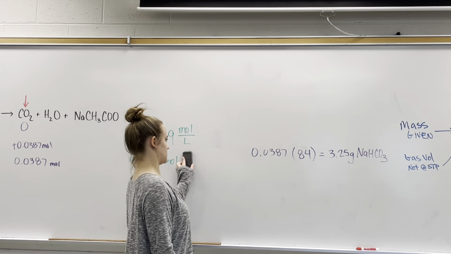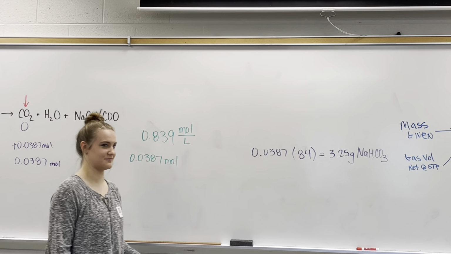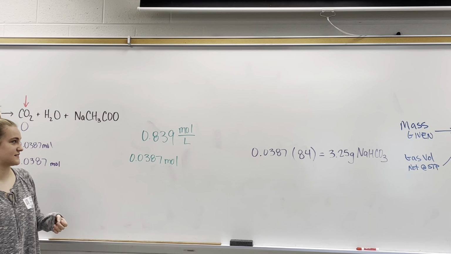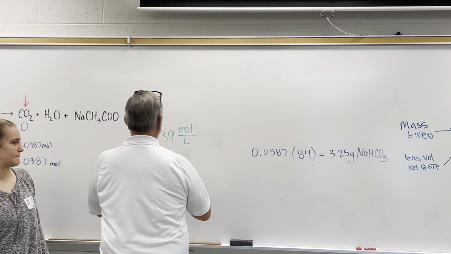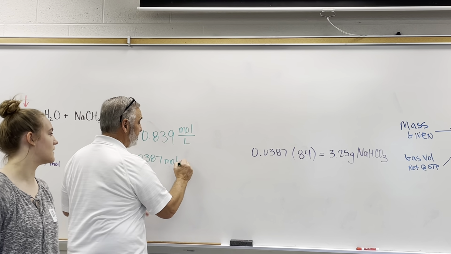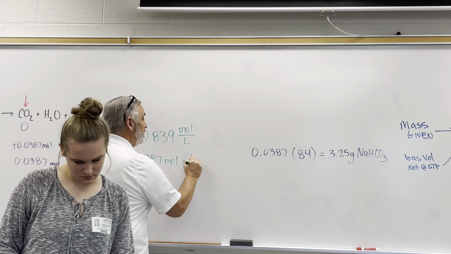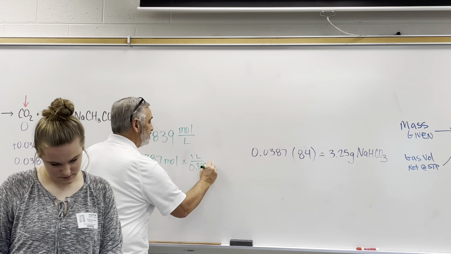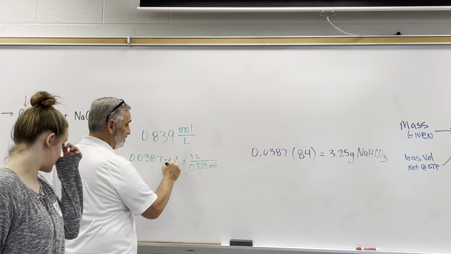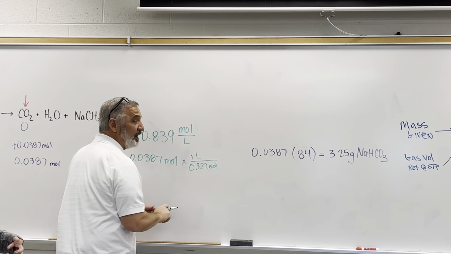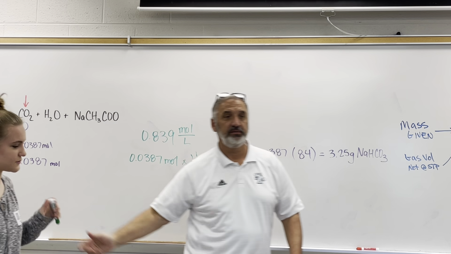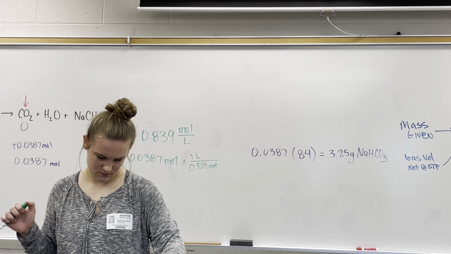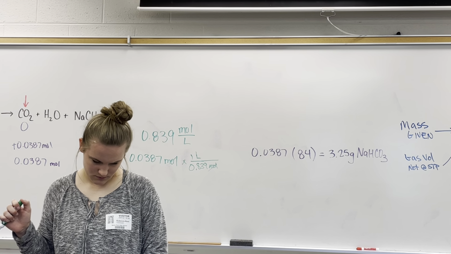Set your units up. 1 mole. Since this is my conversion factor, I'm going to say times 1 liter over my 0.839 moles. Oh, we're doing dimensional analysis. Dimensional analysis. Make your moles cancel so you're left with liters, so we know how many liters we need to use. Okay? So your moles per liter is your conversion factor between moles and liters. Oh, so you're just dividing.